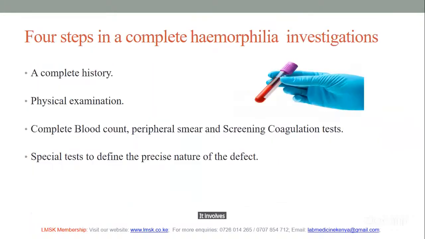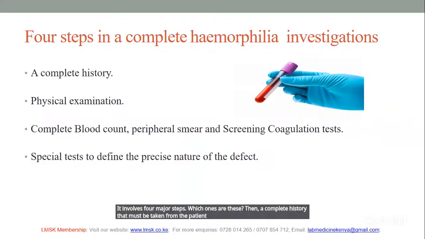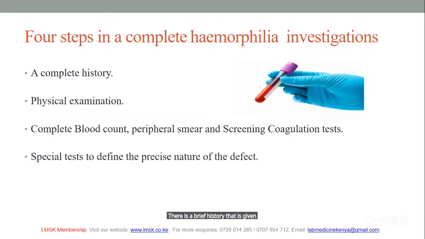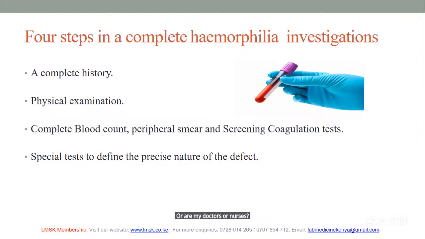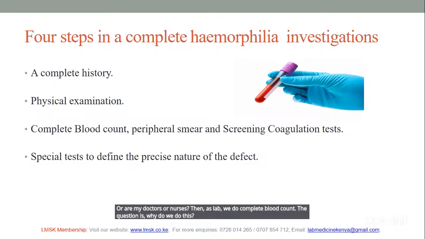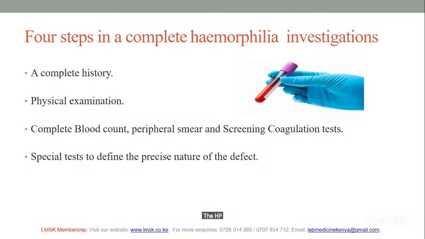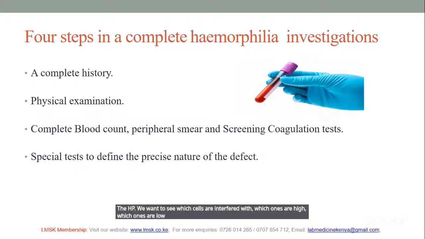It involves 4 major steps. Which ones are these? First, a complete history must be taken from the patient, and as lab, we know in our lab request form, there is a brief history that is given. Then physical examination by a clinician, our doctors or nurses. Then as lab, we do a complete blood count. The question is, why do we do this? We want to check the HB. We want to see which cells are interfered with, which ones are high, which ones are low. In the case of hemophilia, what do we need to see?